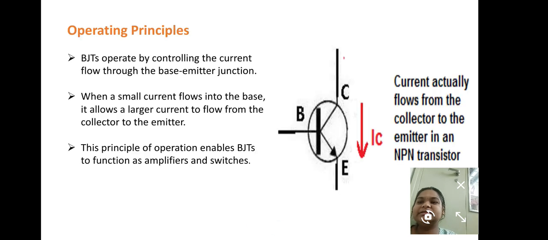Operating principles. BJTs operate by controlling the current flow through the base-emitter junction. When a small current flows into the base, it allows a large current to flow from the collector to the emitter. This principle of operation enables BJTs to function as amplifiers and switches.